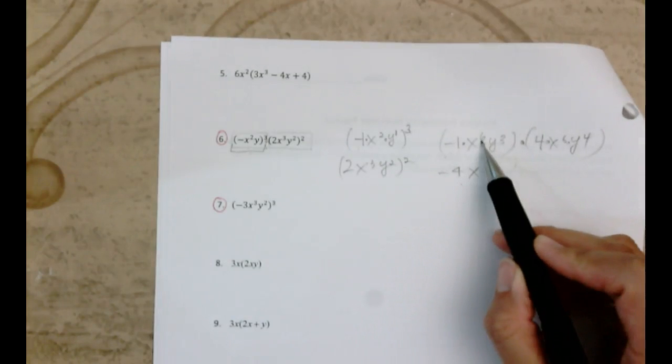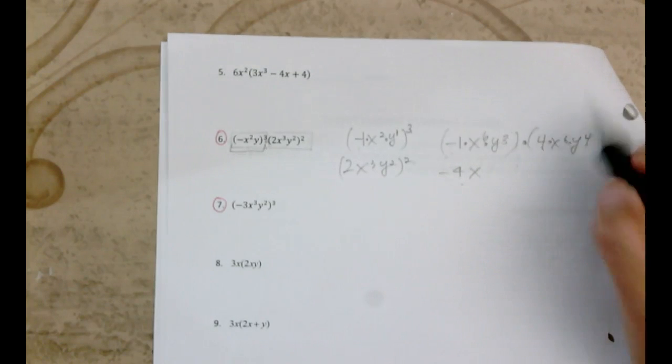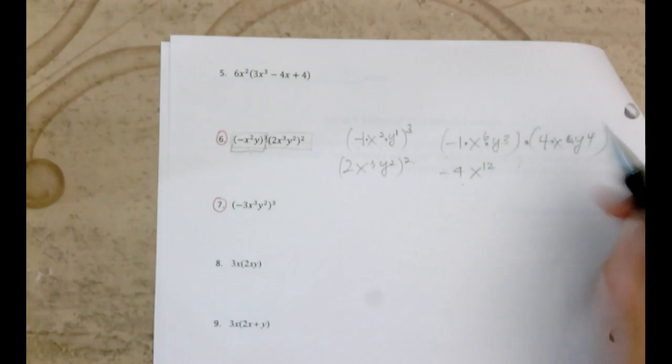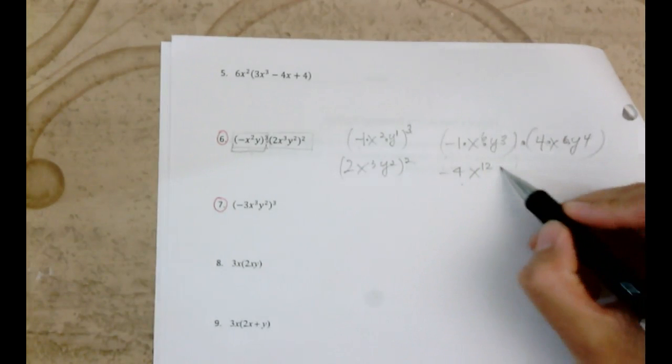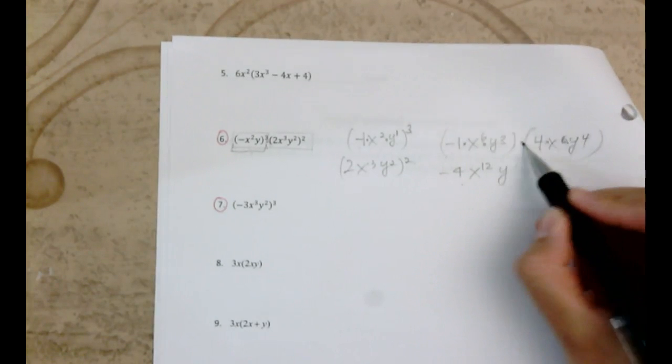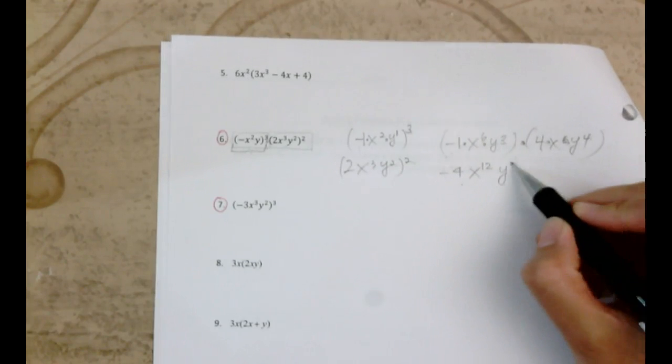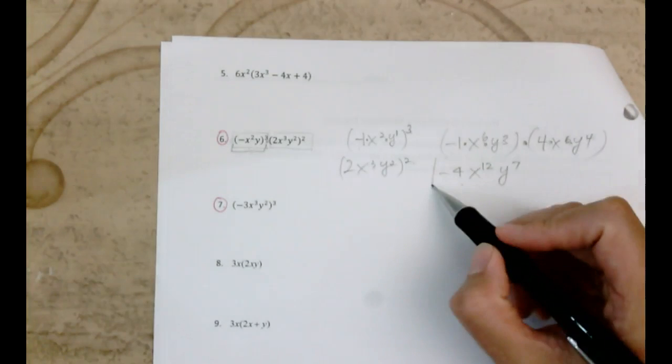X to the 6 times x to the 6. Now when you're multiplying, you add. So that's x to the 12. 6 plus 6 is 12. And y to the third times y to the fourth. Again, when you're multiplying, you add. So y to the 7th. And that's the answer for this one.